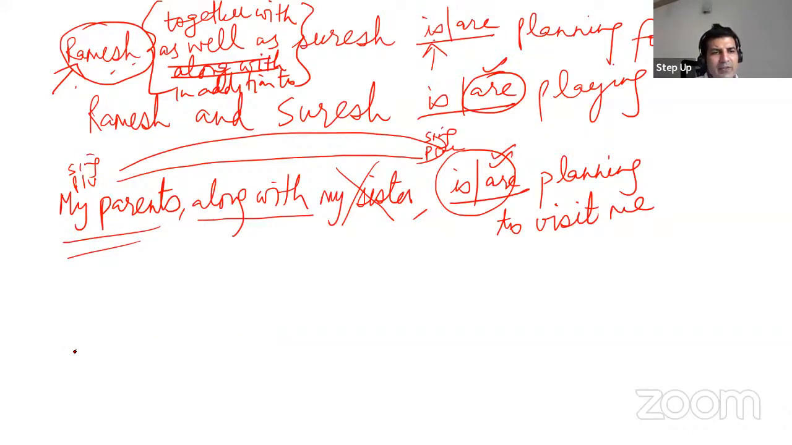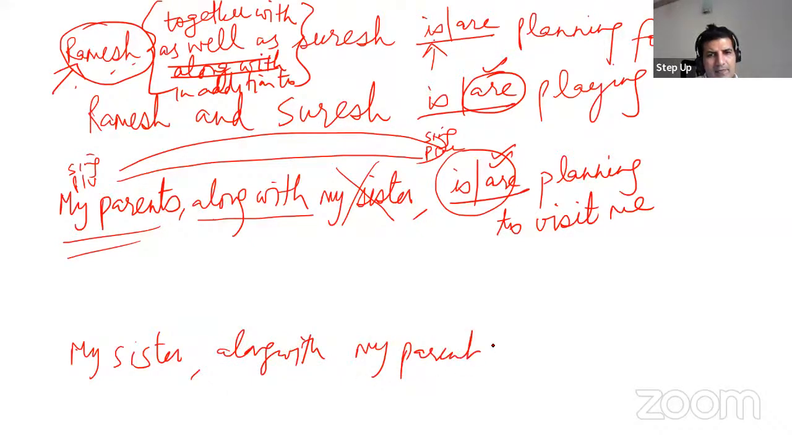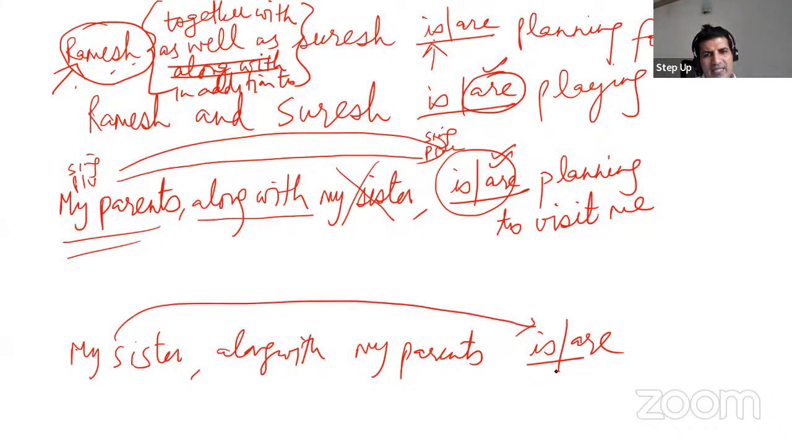Okay. But if it was my sister along with my parents is or are, then it would be based on my sister, which is singular, so it would be "is." Understood? Because this is singular and therefore the verb would be singular. All right, that's the logic. I hope you got a little confused.